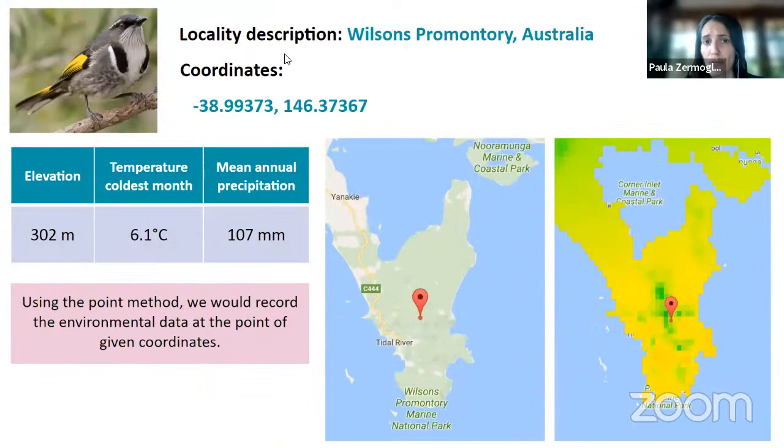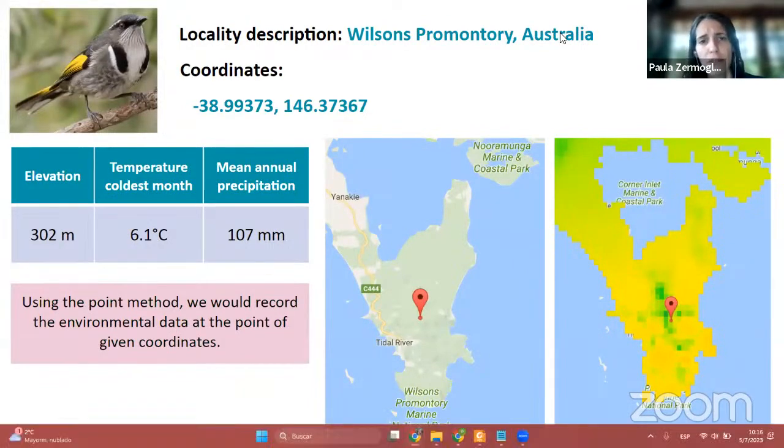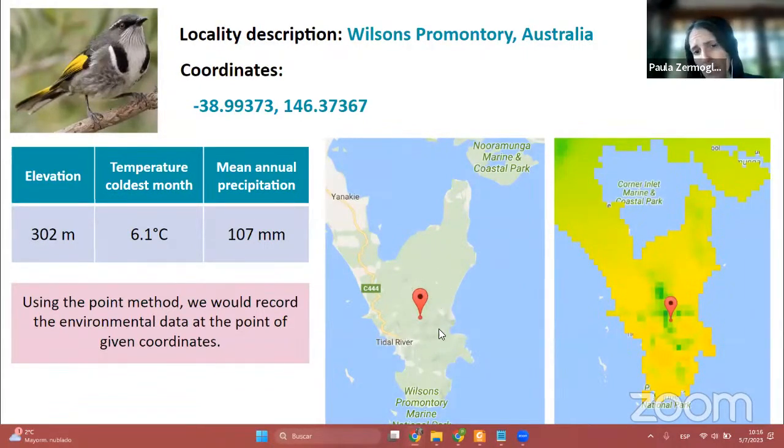So for this locality description that we have, at the very top of the screen, our locality description is Wilson's Promontory, Australia. On the map, this is the Wilson's Promontory. And looking at the promontory on a map, we can obtain a pair of coordinates for that promontory in the center of that promontory. If we were using the point method, we would only provide a pair of coordinates, latitude, longitude, that's it. So thinking about our goal, that is to make a niche model for the species, for that point, we go and gather the elevation data, the temperature of the coldest month, the mean annual precipitation. And so we have these values and say, oh wow, this little bird lives here with these environmental characteristics. That is what we would get if we provided just a point.